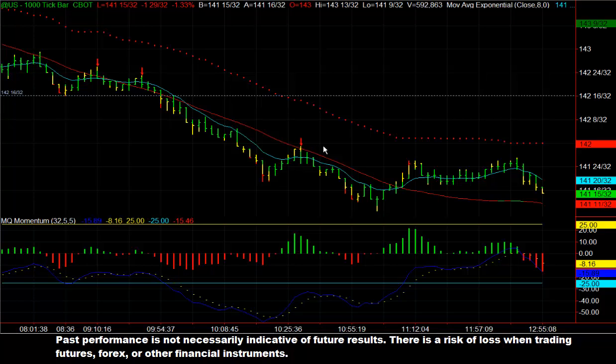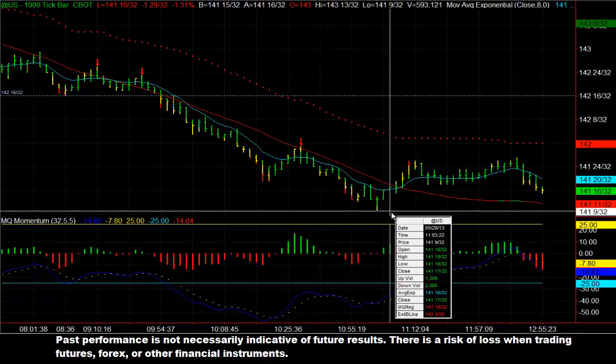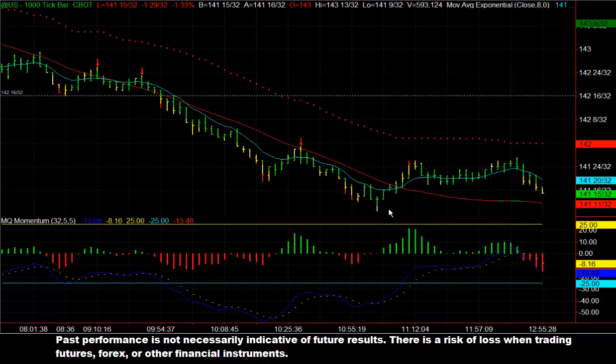Now the next opportunity that we pointed out in the trading room was right here where this market bounced up to overvalued. Once again, downward MQ regression, downward MQ trend. So we had the okay to get short at overvalued. It ended up selling off from around 141 and 29/32nds, again to a low of 141 and 9/32nds. So about 20 ticks there. Either way, great entry opportunity, great trade opportunity.